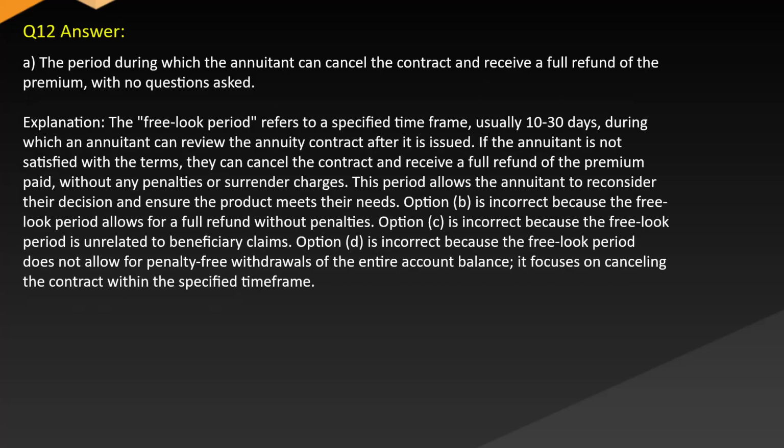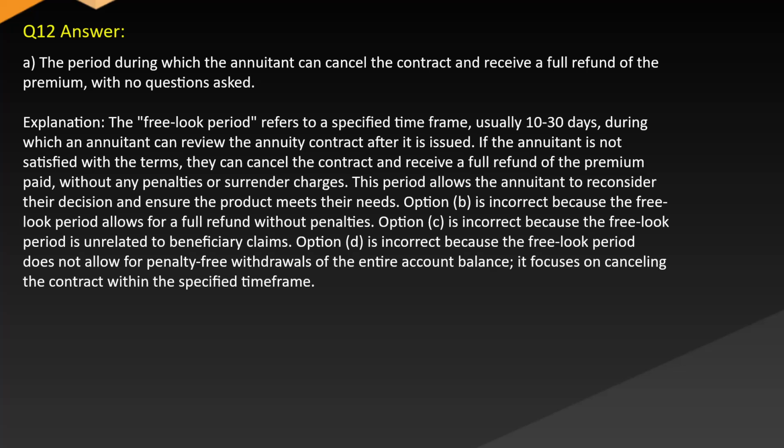Answer A. The period during which the annuitant can cancel the contract and receive a full refund of the premium with no questions asked. Explanation: the free look period refers to a specified time frame, usually 3 days, during which an annuitant can review the annuity contract after it is issued. If the annuitant is not satisfied with the terms, they can cancel the contract and receive a full refund of the premium paid without any penalties or surrender charges. This period allows the annuitant to reconsider their decision and ensure the product meets their needs.